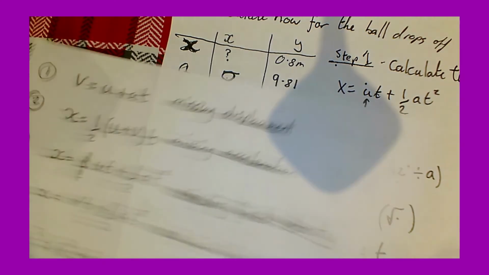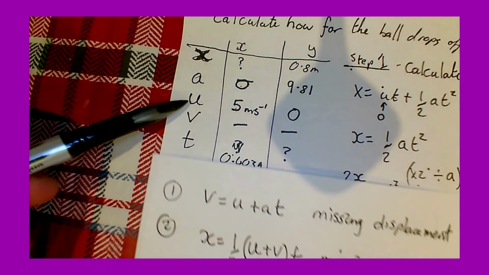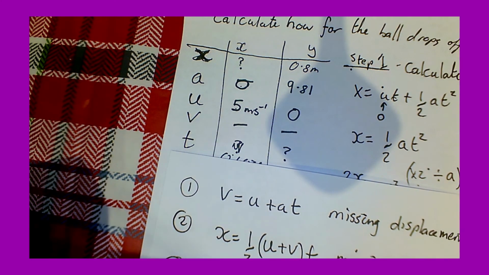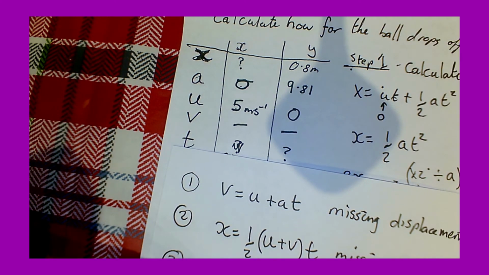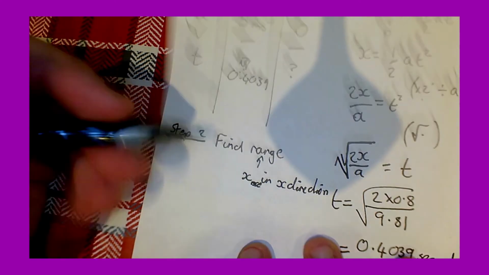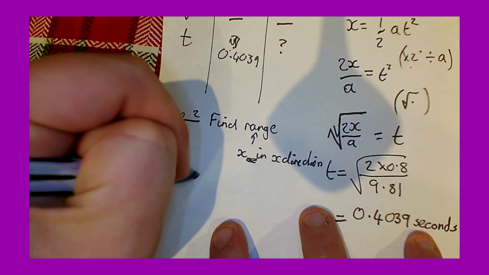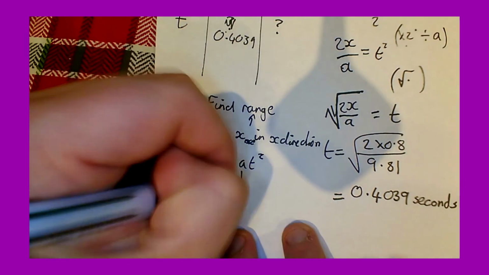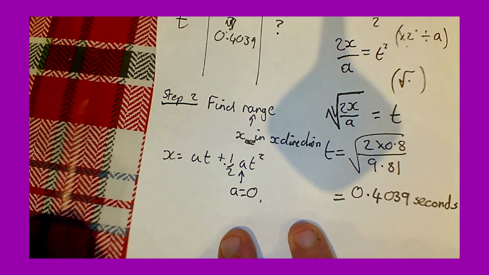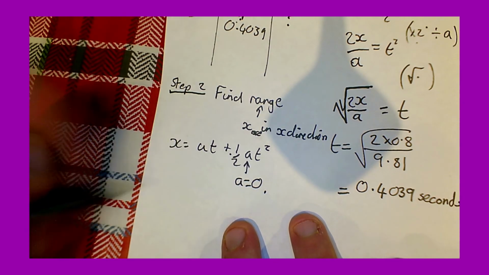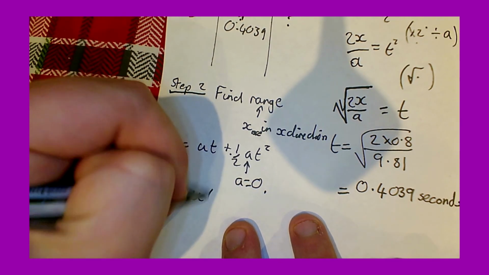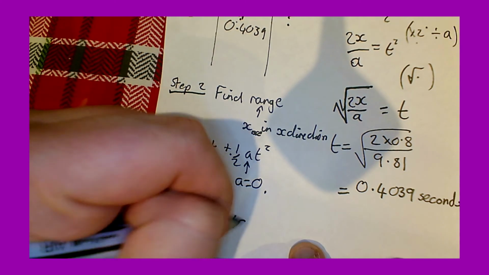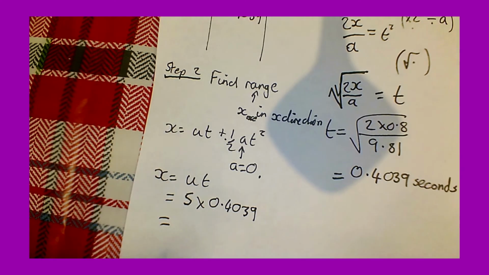So I look back at my equations. I've got x, I've got u, I've got t. In fact, I can use exactly the same equation again. x equals ut plus a half at squared. That's the equation I'm going to do, but this time a equals 0. So that bit there goes to 0, so I'll get x equals ut. It's going to be 5 times 0.4039.